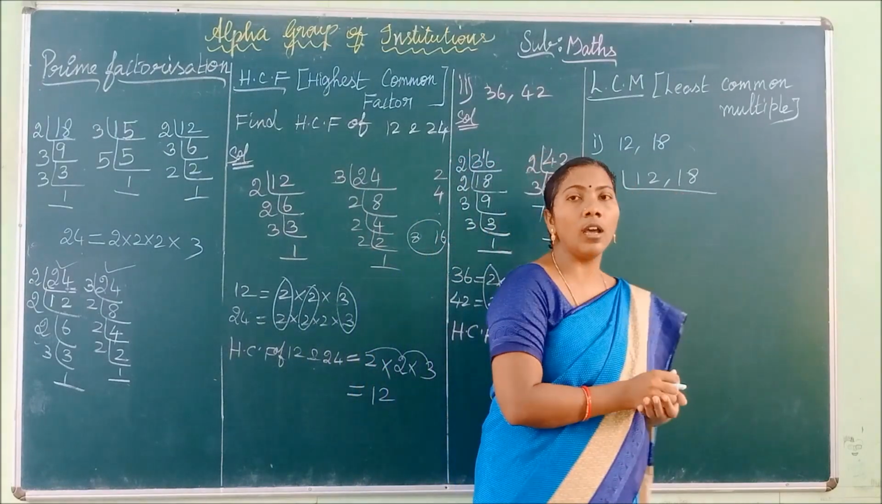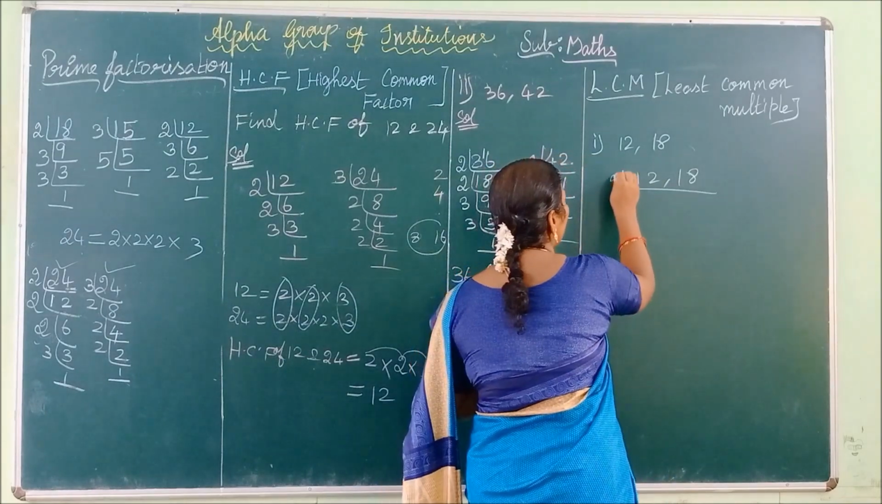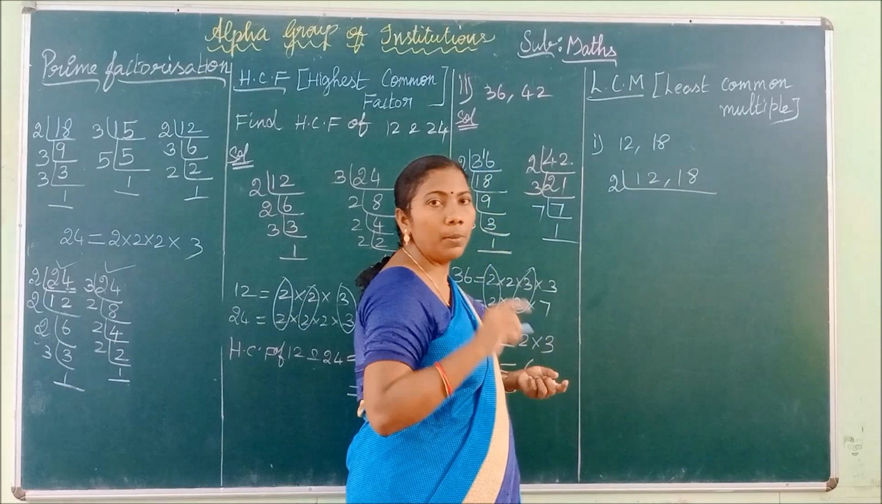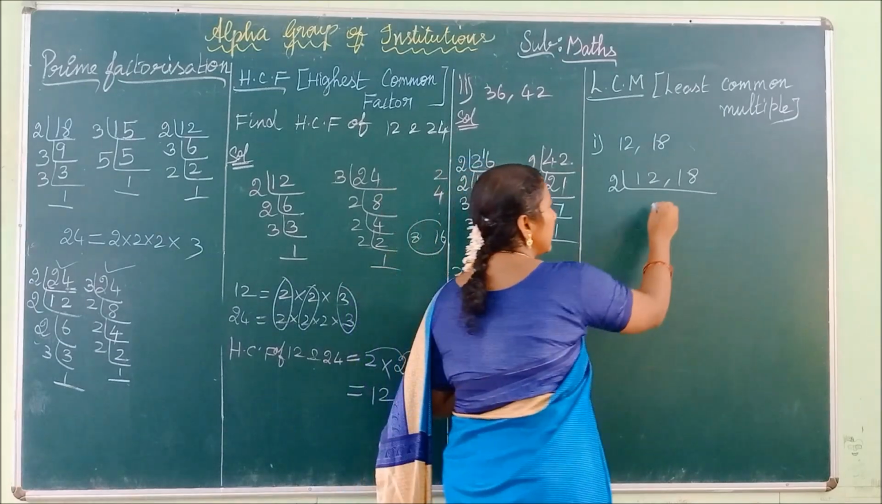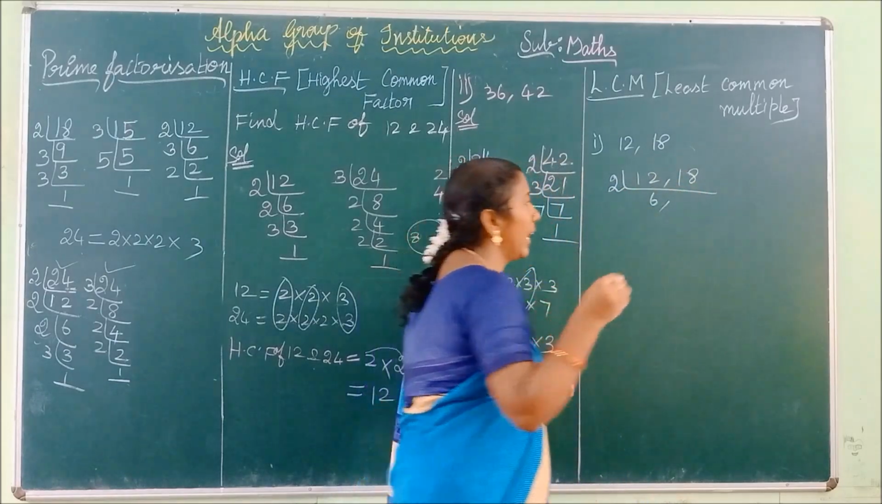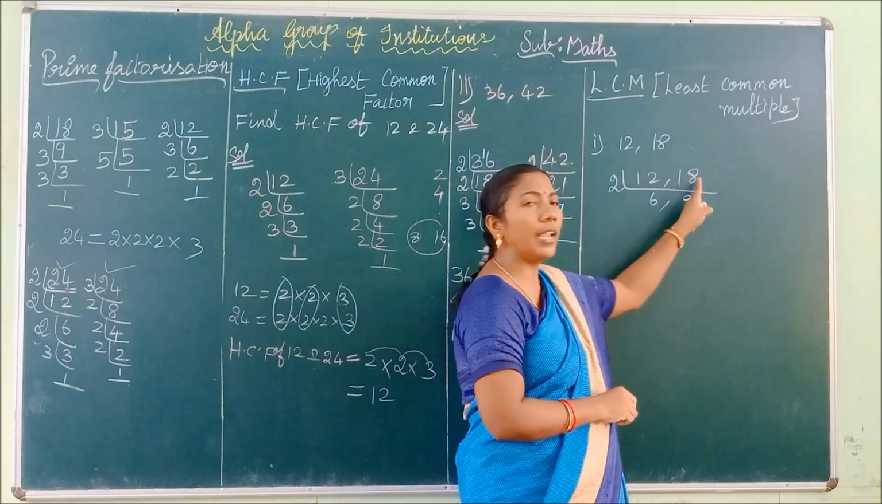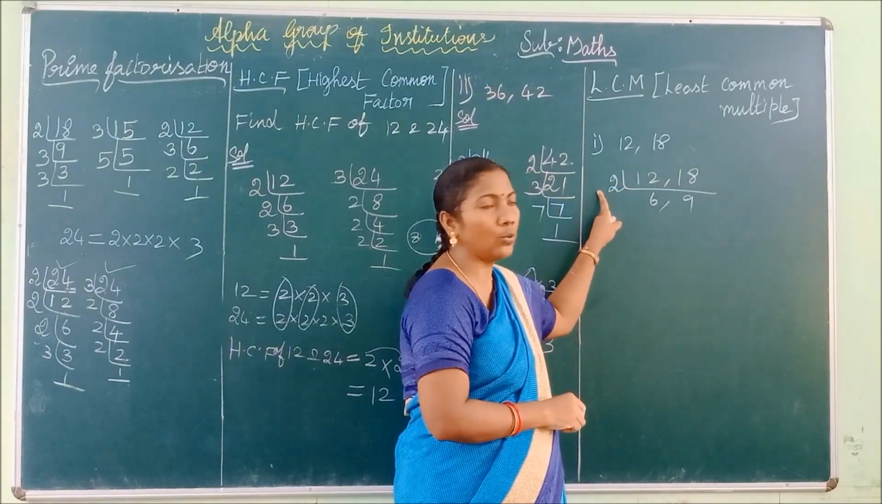Observe the numbers, they are even numbers, so they are divisible by 2. First I am choosing a divisor as 2. In 2 table, 12 comes how many times? 6 times. Similarly, in 2 table, 18 comes how many times? 9 times. Thus we have factorized 12 and 18 by using the prime number 2.